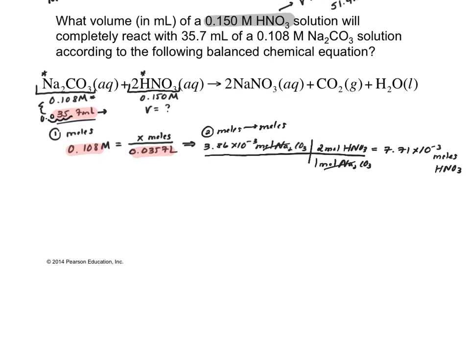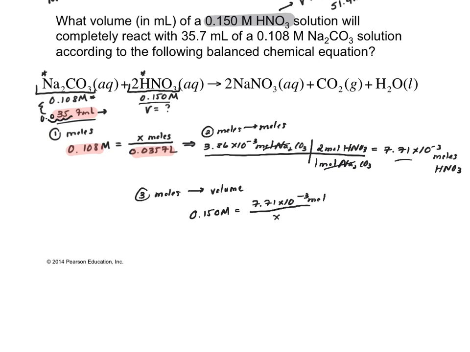Okay, so we have moles of HNO3. This last step, we're going to come out of this by converting from moles of whatever it is to volume, given the fact that we do know the concentration of this solution. Okay, so again, concentration is 0.150 molar. We now know the number of moles we need, so we know the number on top is 7.71 times 10 to the minus 3.